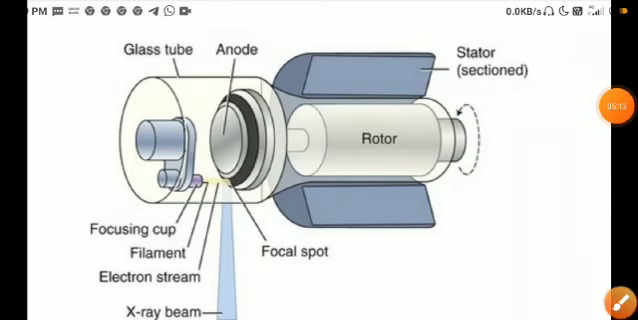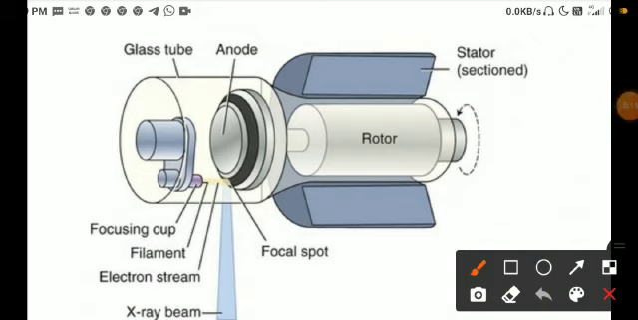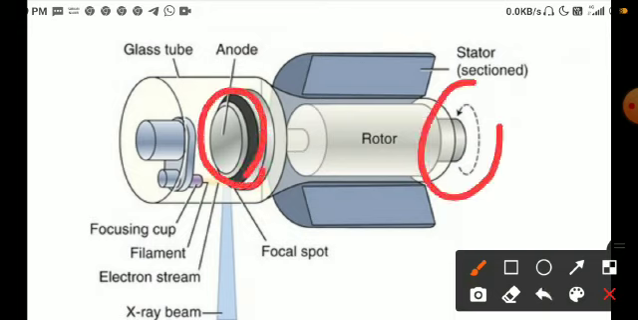In exams, they also ask about the rotatory anode. Why is a rotatory anode used? Because there is a much larger area when the anode rotates.